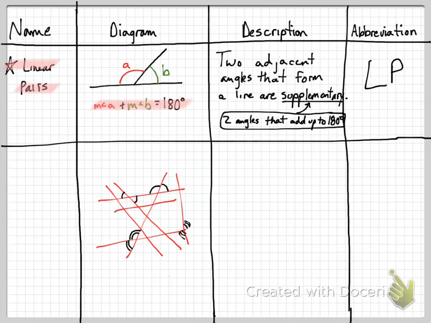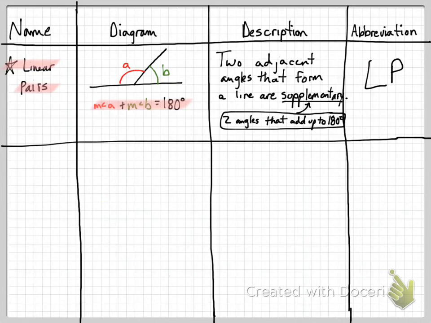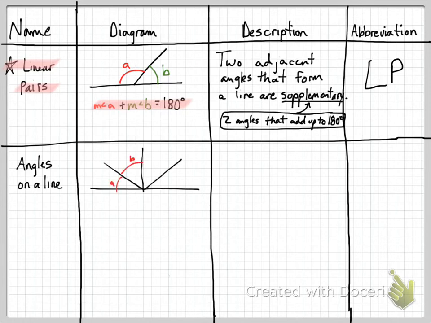Okay, I'm going to get rid of all that because it's not important to the next part. Let's look at our fourth angle relationship. And this is one that's very closely related to linear pairs. This is called angles on a line. Very descriptive name because what we have here are angles on a line. So I'll just show angle A, angle B, angle C, and angle D.